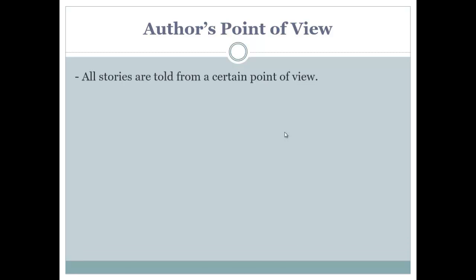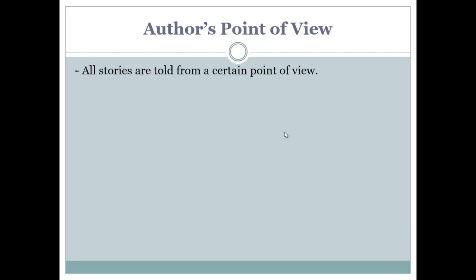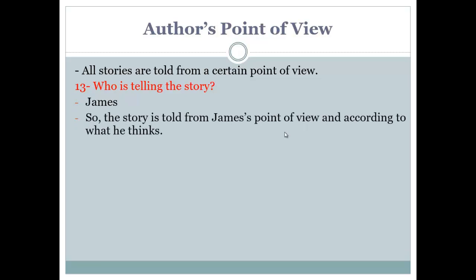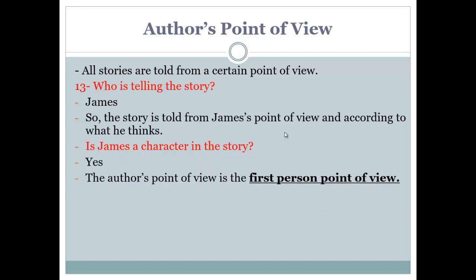The author's point of view. All stories have to be told from a certain point of view. Who is telling the story? James. So the story is told from James's point of view and according to what he thinks and believes. Is James a character in the story? Yes. So the author's point of view is the first person point of view. When a character inside the story tells or narrates the story, then the author's point of view is the first person point of view.